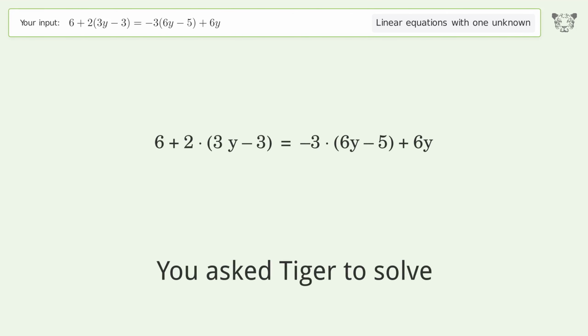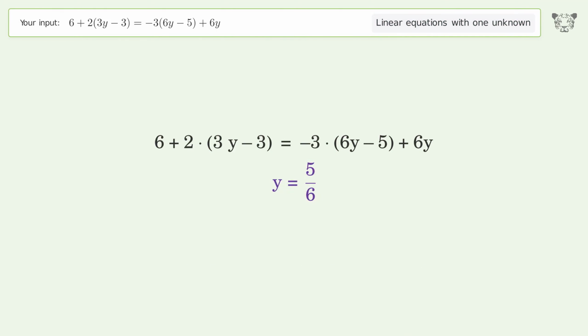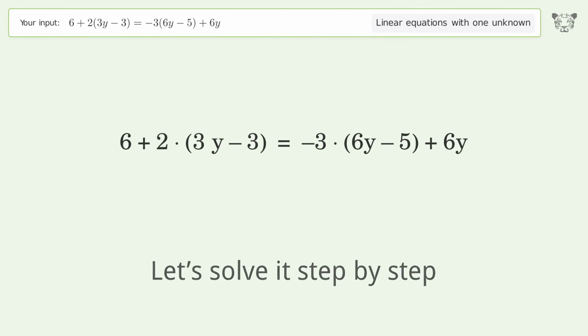You ask Tiger to solve. This deals with linear equations with one unknown. The final result is y equals 5/6. Let's solve it step by step.